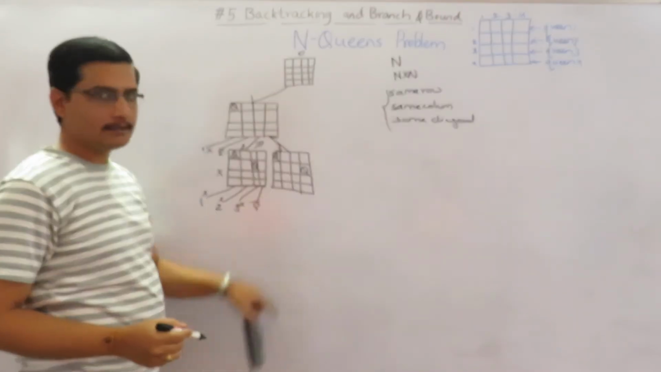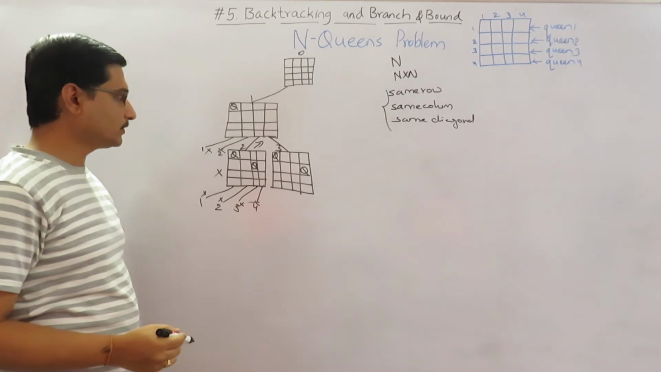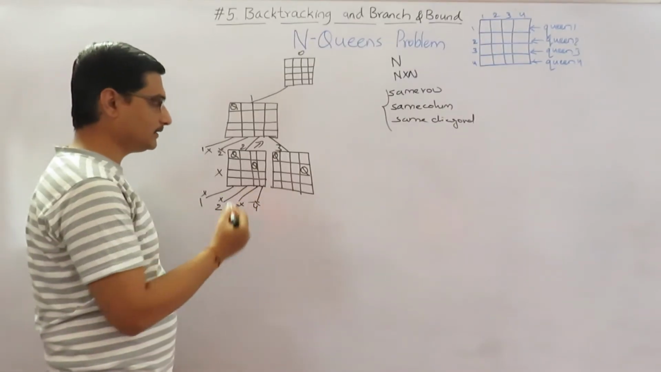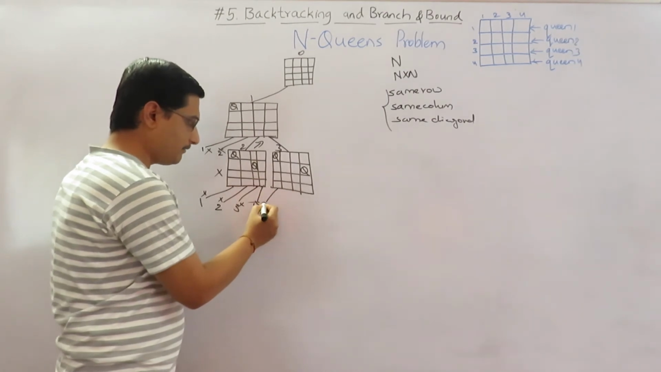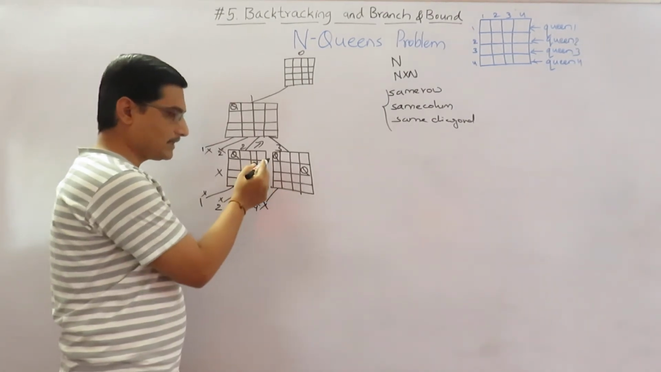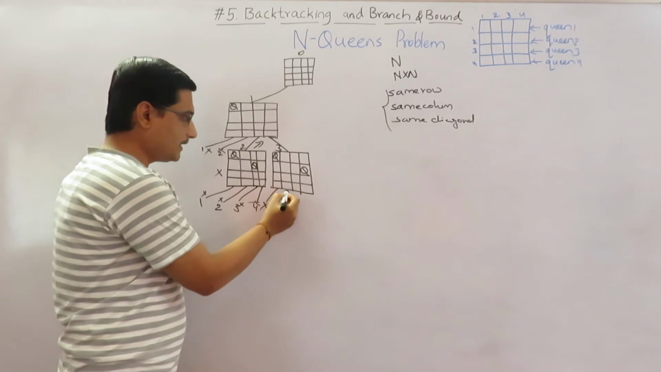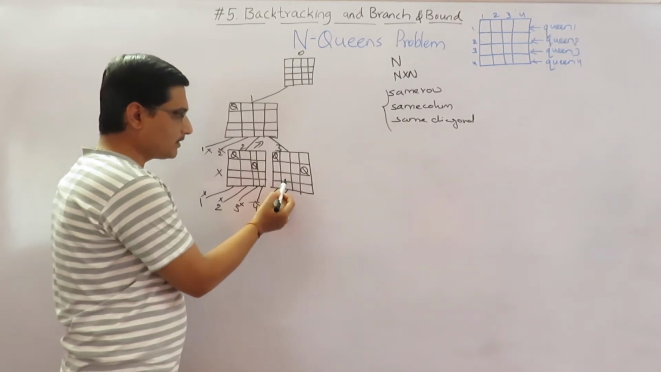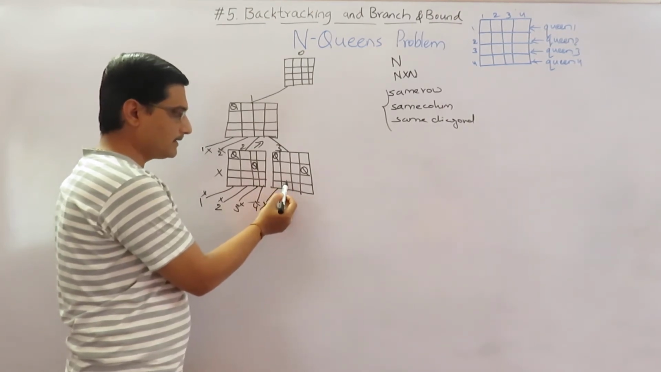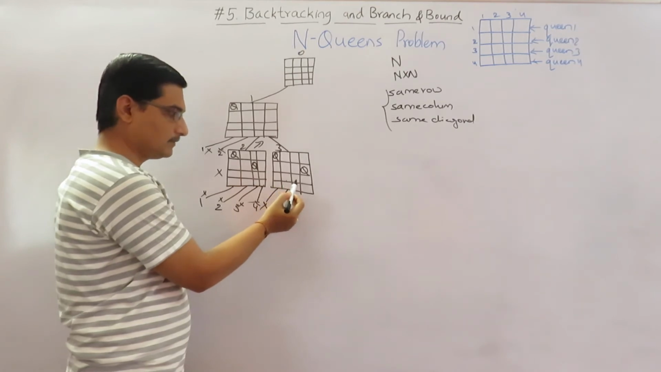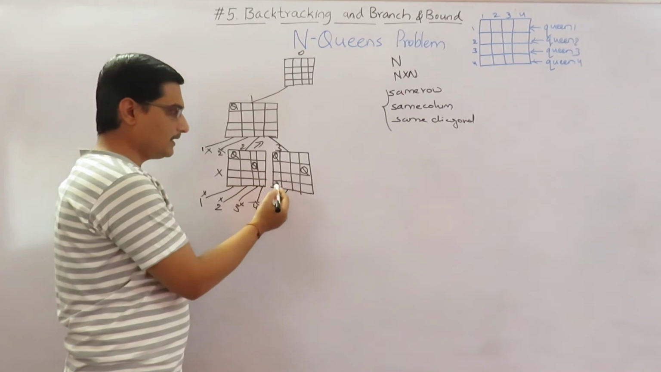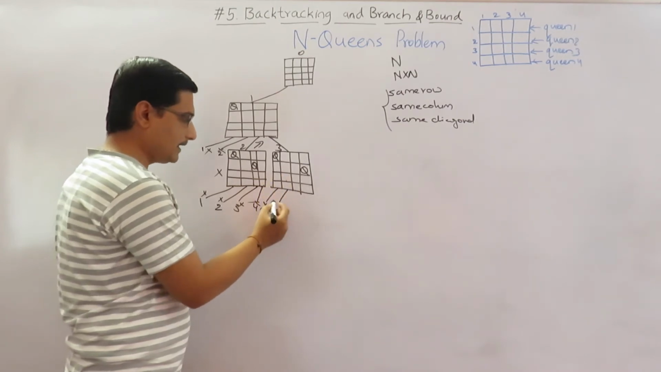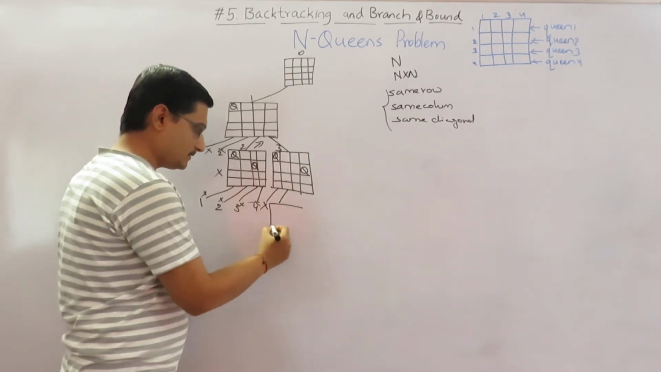So we have placed the second queen in the fourth column, so now we need to try for the third queen. Is it possible to place the third queen in the first column? Not possible because the first queen is already there. Second column, yes, it is possible, because if we place it in the second column, third row, there are no queens which will attack each other. So we can place the third queen here.